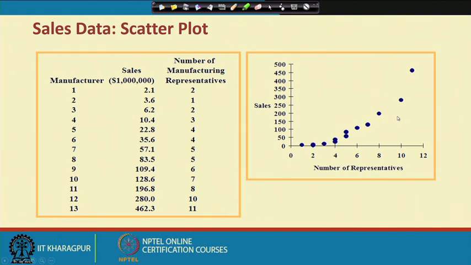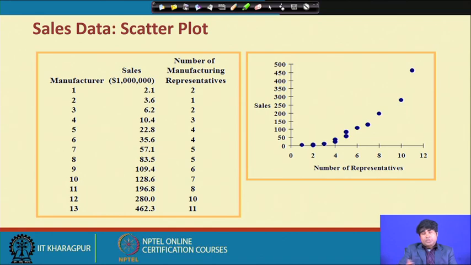So, let us say this is an example. Here we again have sales data, and we are going to predict the sales subject to the number of market representatives, right. The theoretical argument is that the more market representatives there are, the more sales there will be, because they will go for more and more promotions. As a result, there is a high chance that the sales of this particular organization can increase.